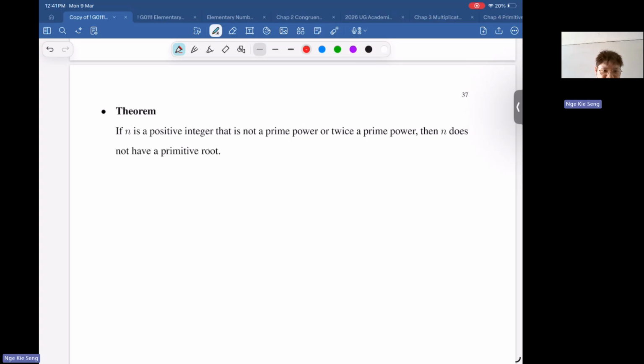If n is a positive integer that's not a prime power or twice a prime power, then it does not have a primitive root. What kind of number looks like this? Do you have any idea? What kind of number is not a prime power or twice a prime power?